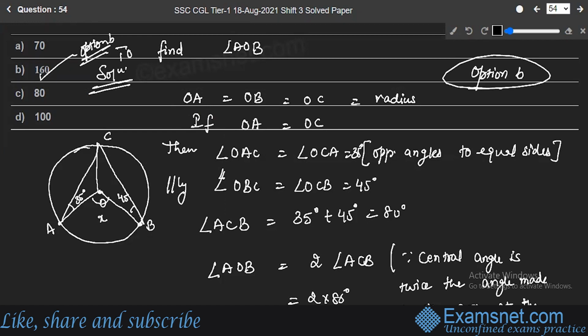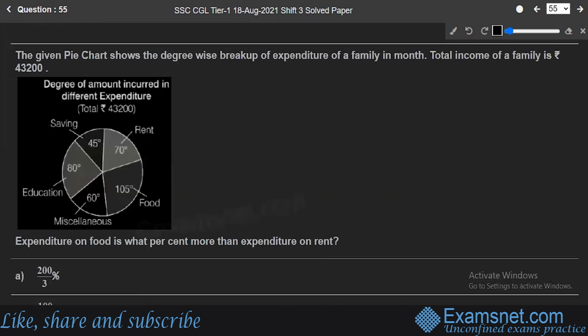Let's move to the next question, number 55. The given pie chart shows the degree-wise breakup of the expenditure of a family in a month. Total income of the family is 43200. So let's understand the pie chart first. These are the ways like rent, saving, education, miscellaneous, food. These are the expenditures of the family whose total income is 43200.